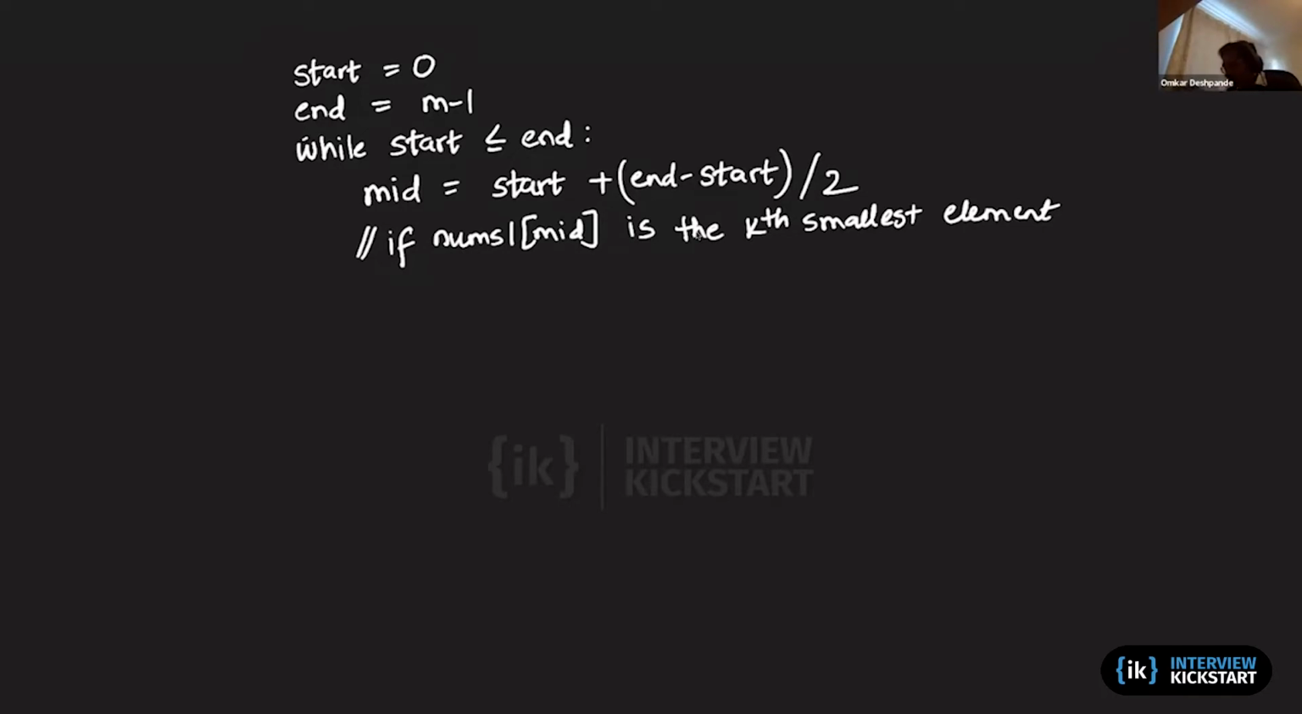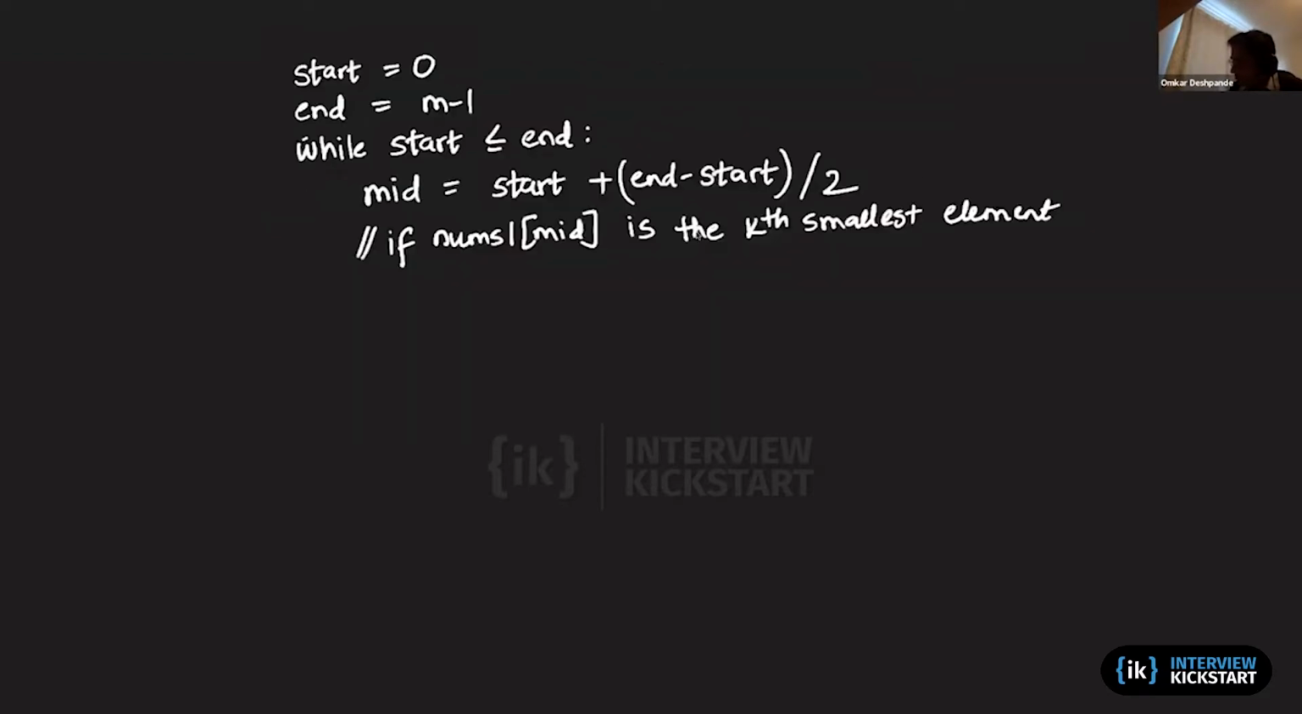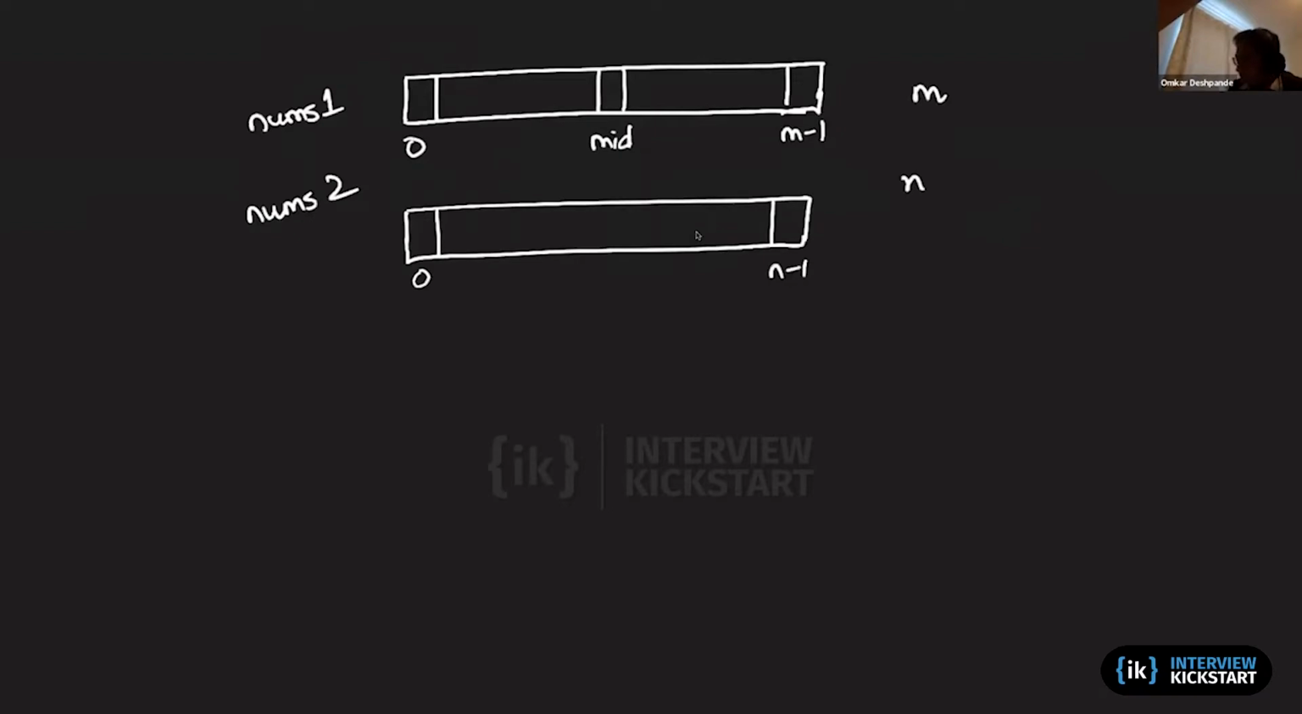Now, how do we write this in a programmatic way? How do we translate this English sentence into an actual condition? How do we know that this value is the kth smallest element? So what does it mean for this mid value to be the kth smallest element? It means that there are a bunch of values to the left which are smaller than it, and there are a bunch of values potentially in the other array that are also smaller than it.